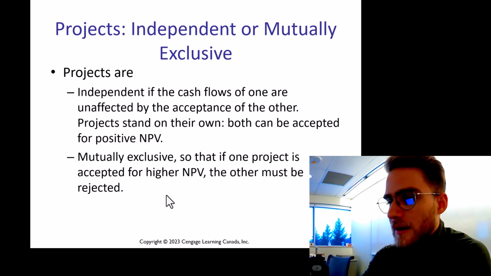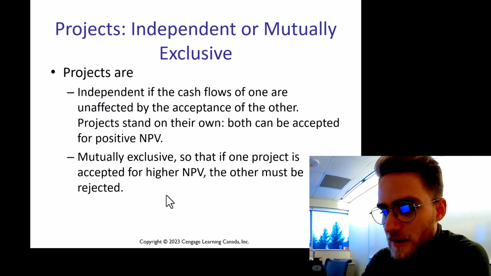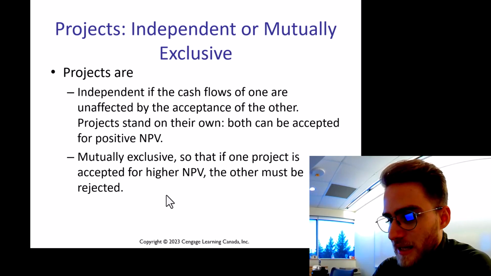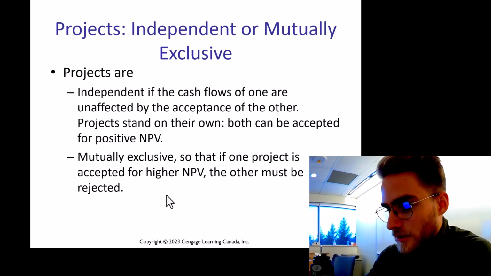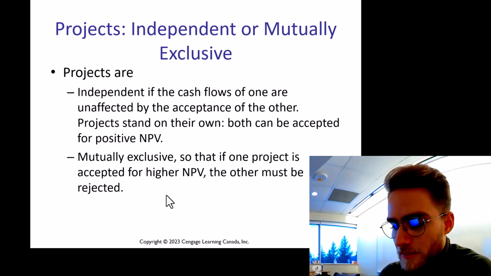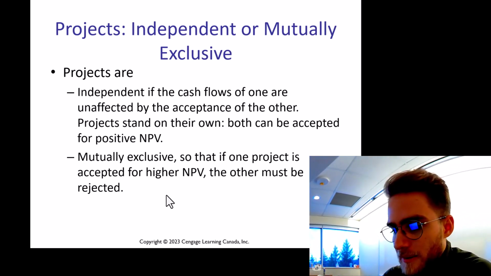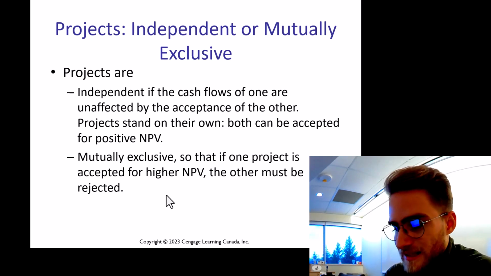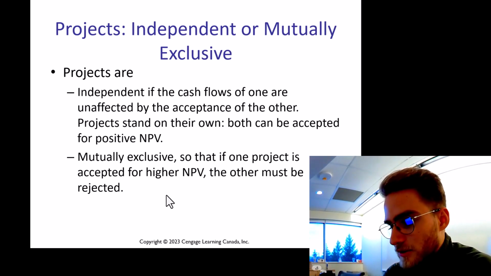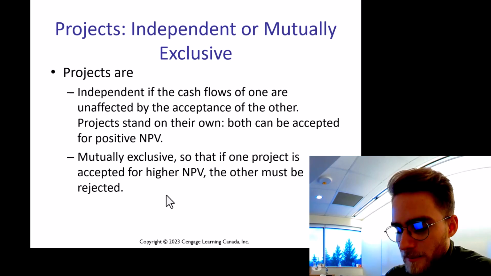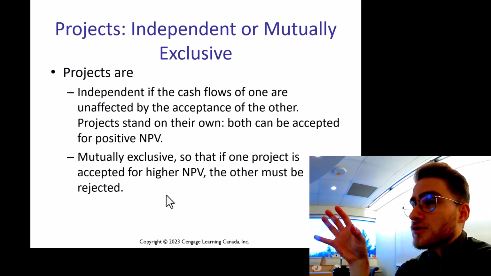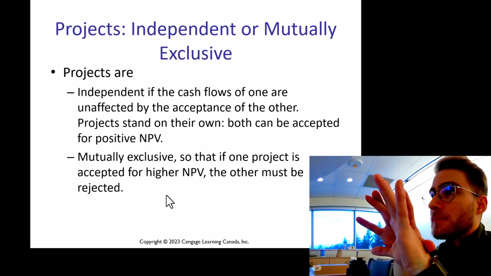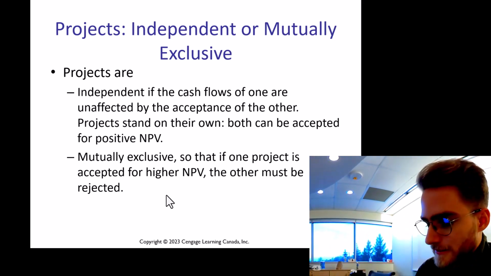So projects, independent or mutually exclusive. Projects are independent if the cash flows of one are unaffected by the acceptance of the other. Projects stand on their own. Both can be accepted for a positive NPV, right? But with mutually exclusive projects, if one project is accepted for a higher NPV, the other must be rejected. So independent means we could pick both, but mutually exclusive, like I just described, we can only pick one or the other. We can't pick both. The circles don't cross, okay?